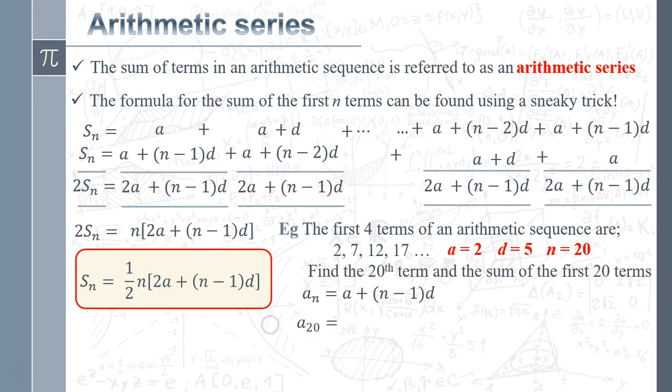So we're going to go for a20, the 20th term, and that's going to equal 2 plus 20 minus 1 times by 5. And then sort all that out, and you end up with the 20th term being 97.